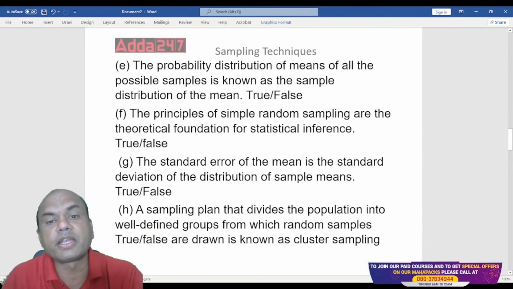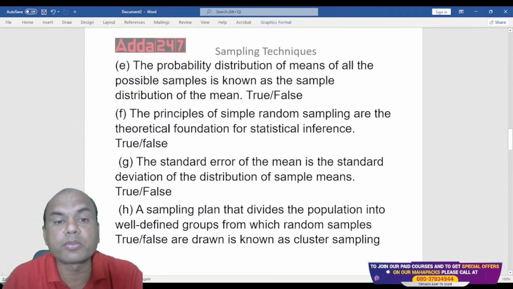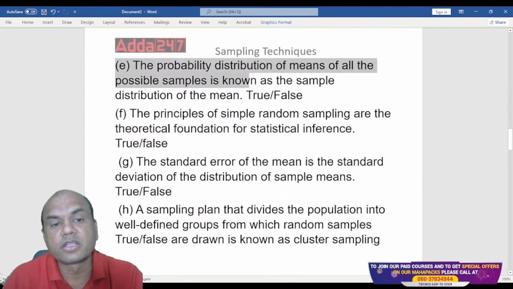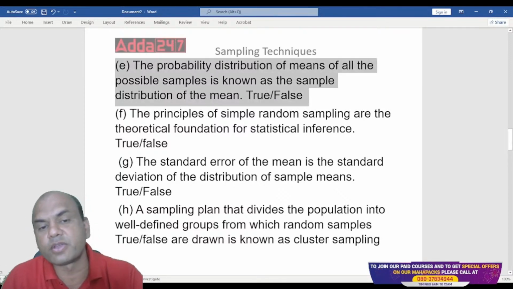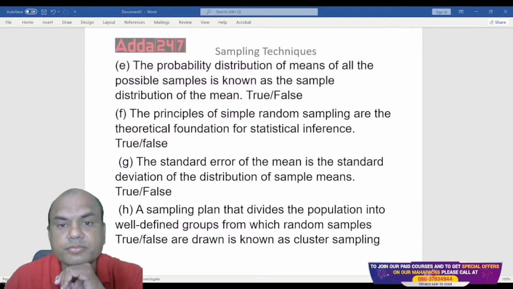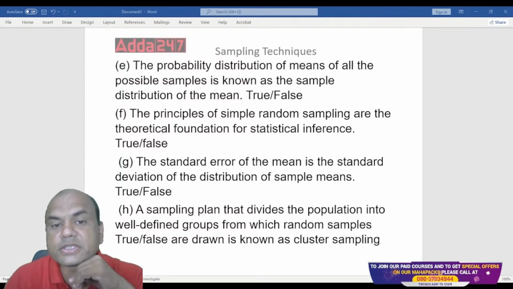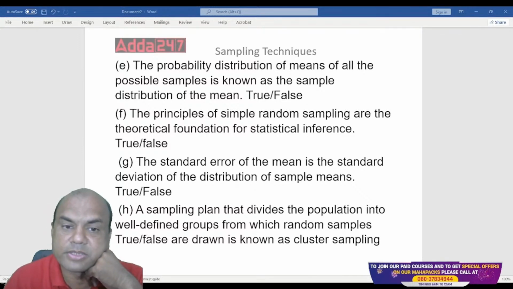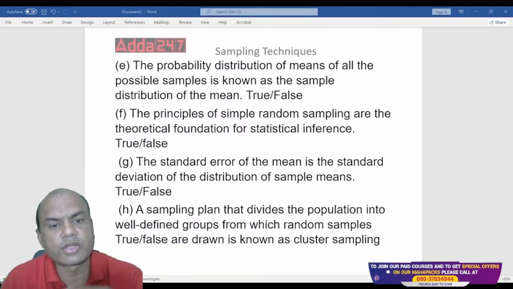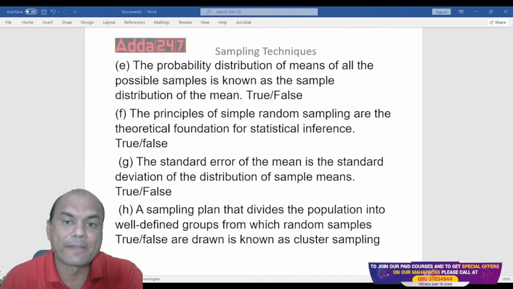The probability distribution of the means of all the possible samples is known as sample distribution of the mean. Is this true or false? The probability distribution of the means of all the possible samples is known as the sample distribution of the mean. Is it true or false, everyone?